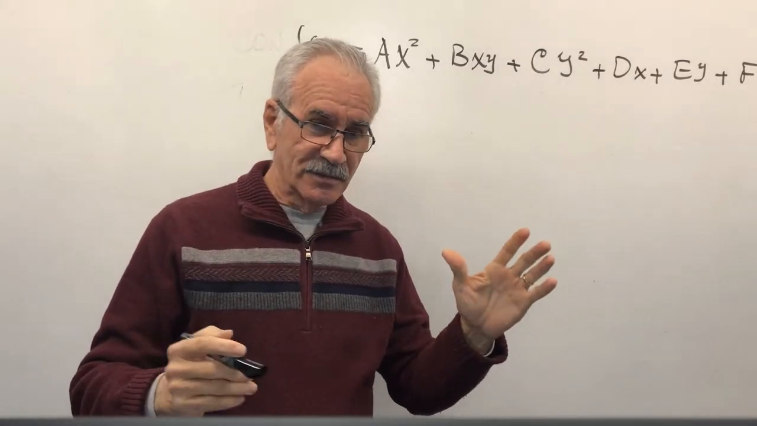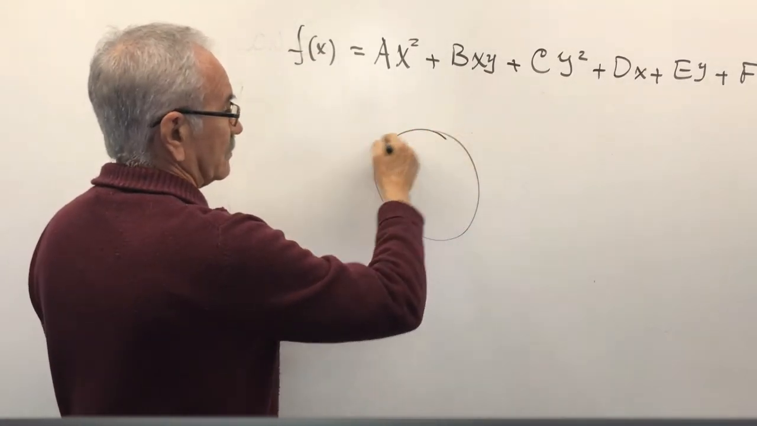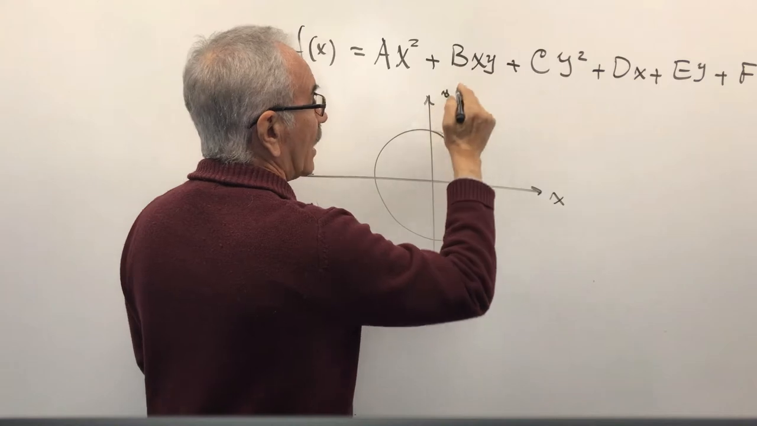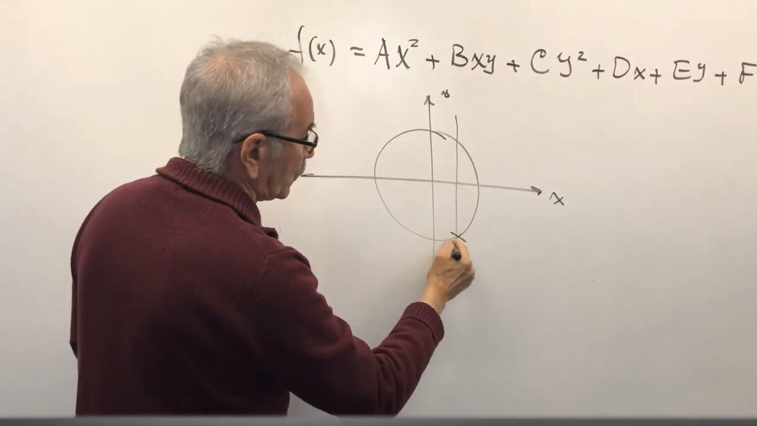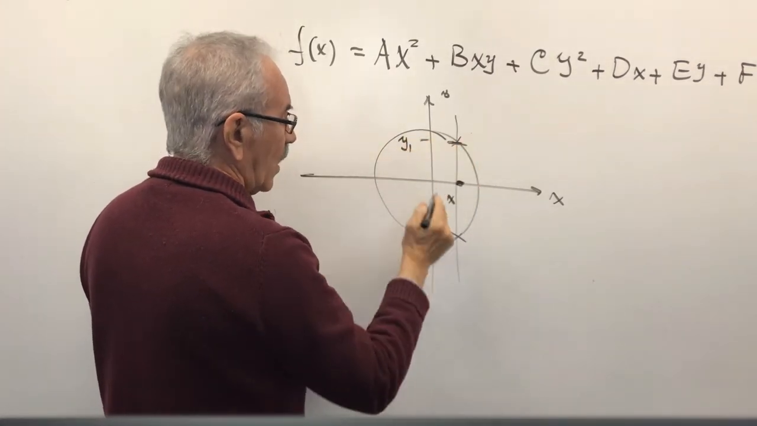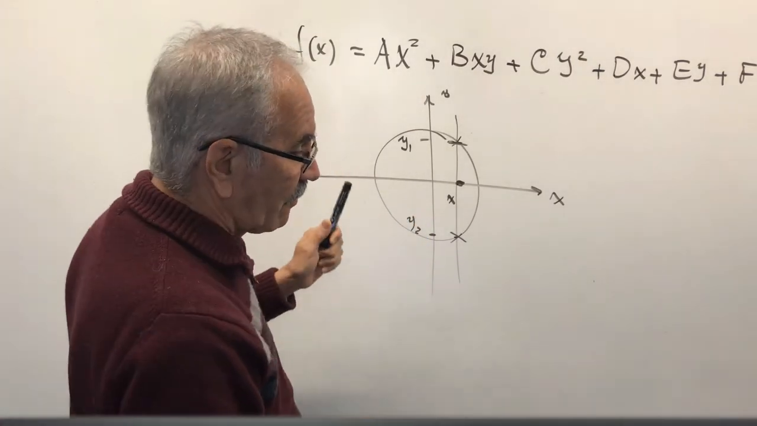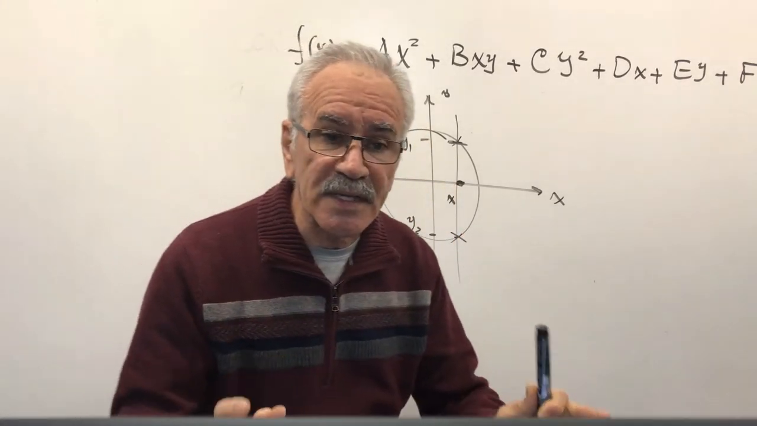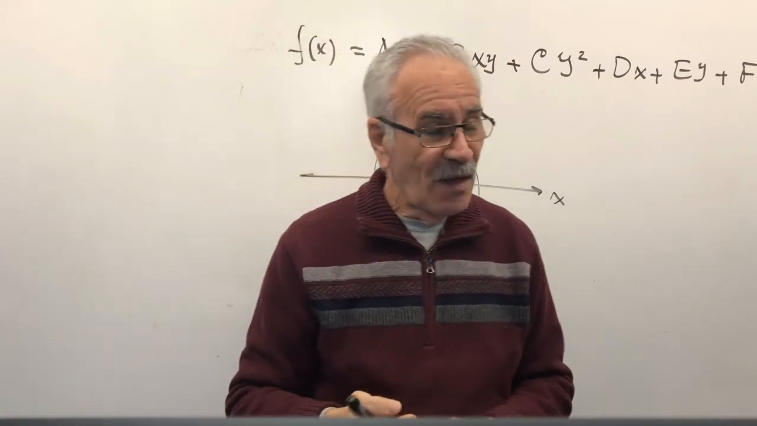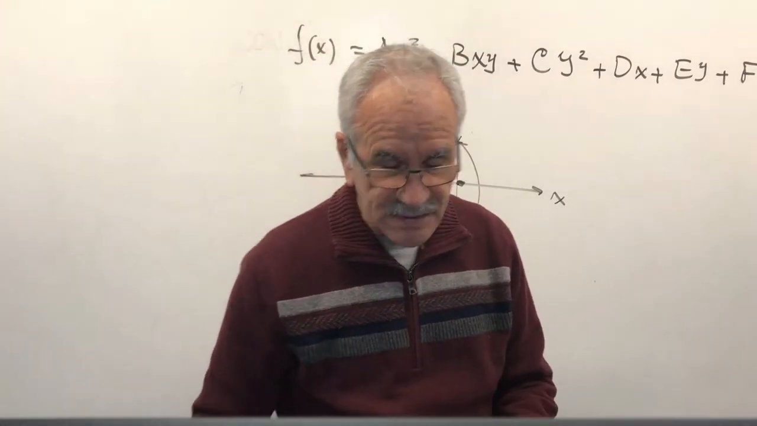Why is it not a function? Because let's take one situation, the circle, x, y. By definition, if you have two different y's at the same x, here y1, here y2, this is not a function, you know. So the definition of the function is not satisfied by conics, or conics do not satisfy the definition of the function. So they will be named conics.